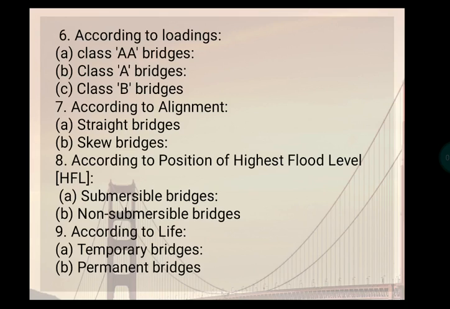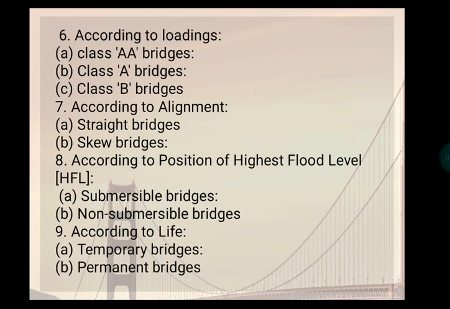bridge. The bridge which allows the high flood water to pass over the superstructure, thereby submerging the communication routes, is known as a submersible bridge or low level bridge. Non-submersible bridge, the bridge which does not allow the high flood water to pass over its floor carrying the communication route, is known as a non-submersible bridge or high level bridge. Next type is according to life, temporary bridge and permanent bridge.